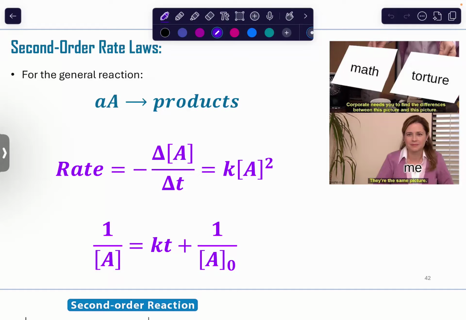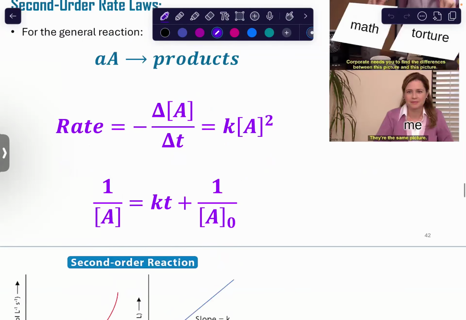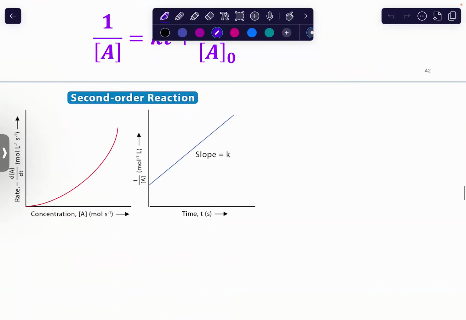Always remember in science, things are super easy until they're not. Okay, so you see the rate, you see the integrated rate law. Again, remember your slope of 1 over concentration versus time. That's going to indicate that when you get a straight line for that one, that's going to indicate a second order.